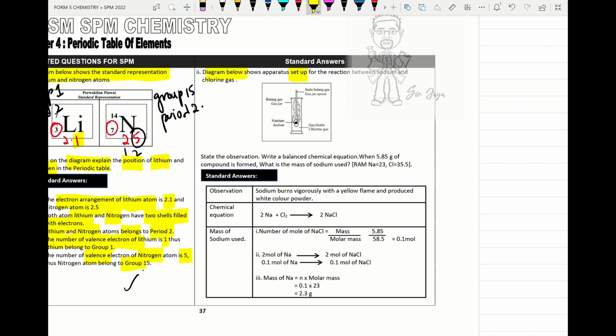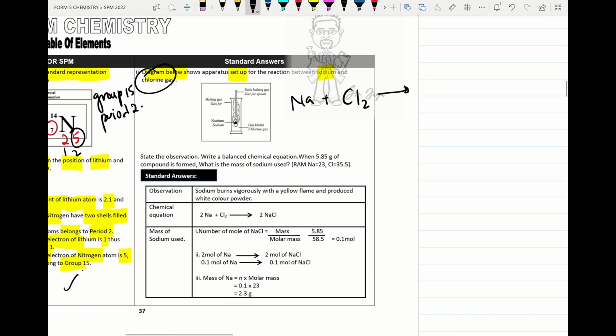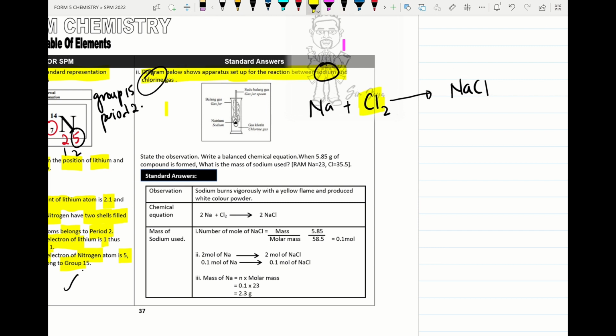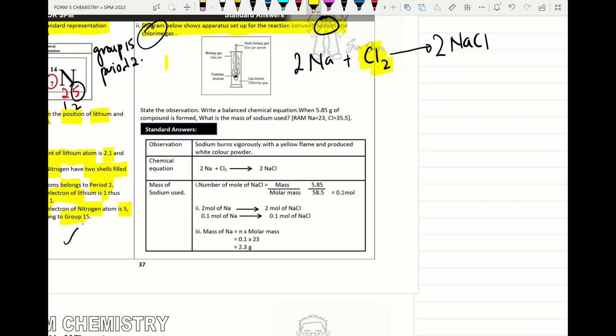The diagram below shows the experiment setup for the reaction between sodium and chlorine. So I put here sodium reacts with chlorine. Please write down that chlorine exists as a diatomic molecule. Please don't write it like this, please put Cl2. When both react, it will form sodium chloride. How to balance the equation? Chlorine 2, so here I put 2, chlorine 2, sodium 2, sodium 2, and we will get a white solid.